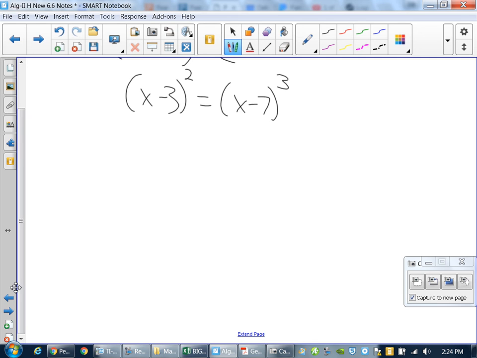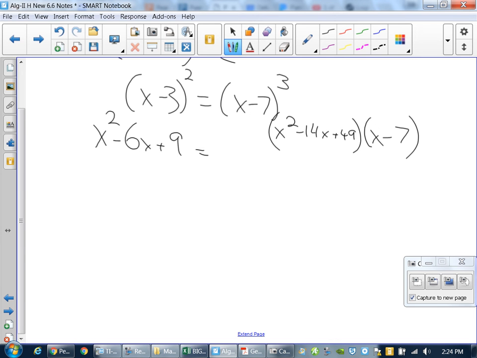Now you have to FOIL everything out. Now here, remember, it's x squared minus 14x plus 49 times an x minus 7. So you have to go out with that one then.